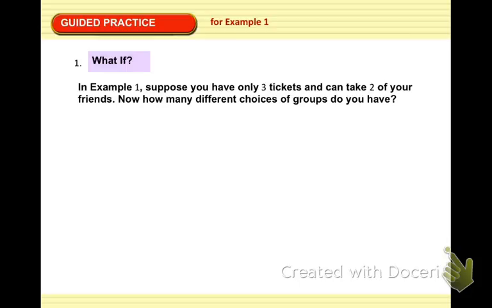So what if you have 3 tickets and can take 2 of your friends? Now how many different choices do you have? You would have 6 different choices.